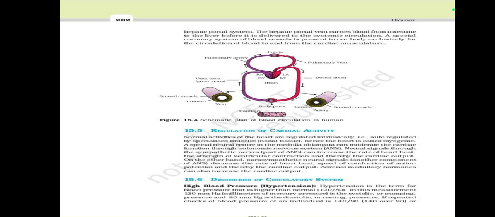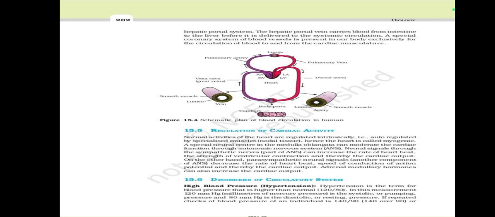Neural signals through the sympathetic nerves, part of the ANS, can increase the rate of heartbeat, the strength of ventricular contraction, and thereby the cardiac output. On the other hand, parasympathetic neural signals, another component of the ANS, decrease the rate of heartbeat, the speed of conduction of action potential, and thereby the cardiac output. Adrenal medullary hormones can also increase the cardiac output.